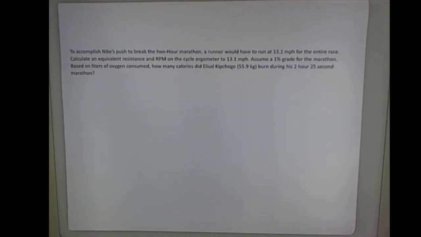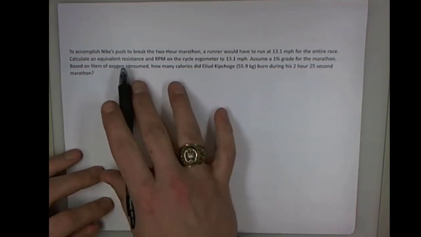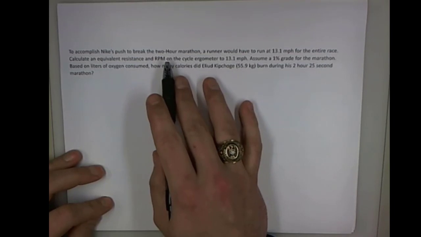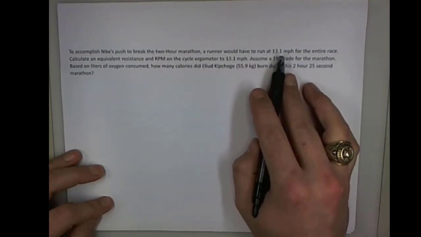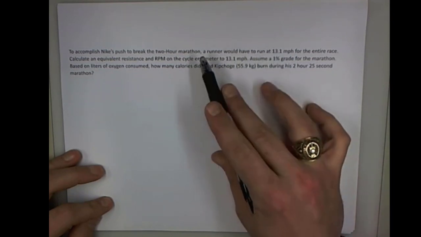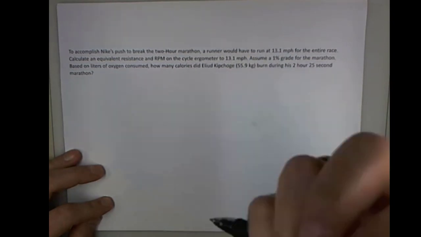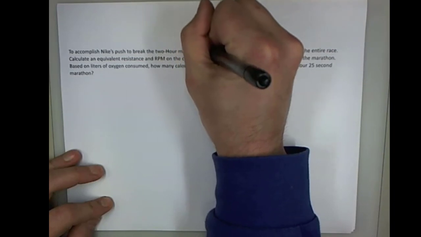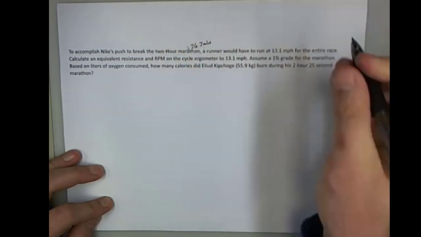Our next question is a question that I've used in the lab, but I think it's such a great question that it gives us a lot of practice, so I've used it again here. So this is talking about the concept of trying to run a 2-hour marathon. To accomplish Nike's push to break a 2-hour marathon, a runner would have to run at 13.1 miles per hour for the entire race. Hence, right, a marathon is 26.2 miles. So marathon is 26.2 miles.